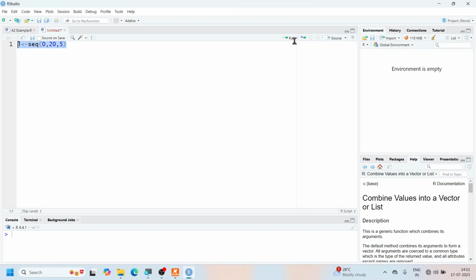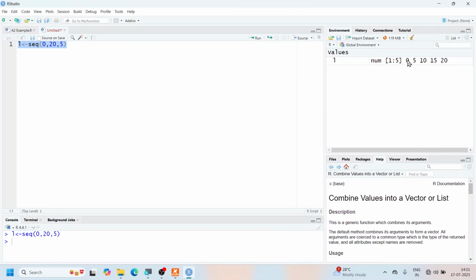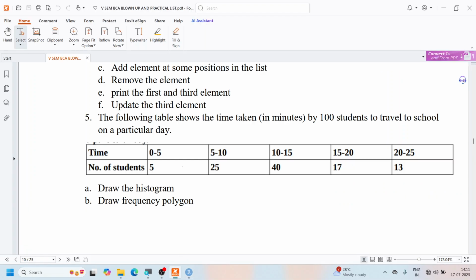If you just take it and run it, you are going to get a sequence. You can look at the sequence here: 0, 5, 10, 15, 20. Okay, all of them are numerical. Let's try to get the upper limit now. The upper limit is again a sequence starting from 5, then 10, 15, 20, and 25. So 5 to 25, and again each of them differs by 5.